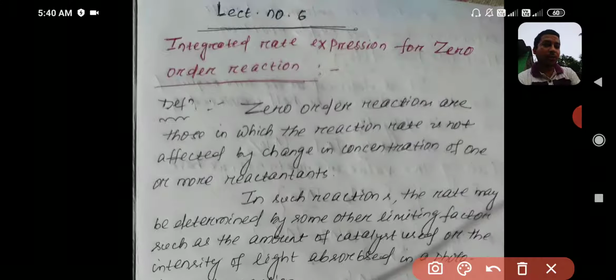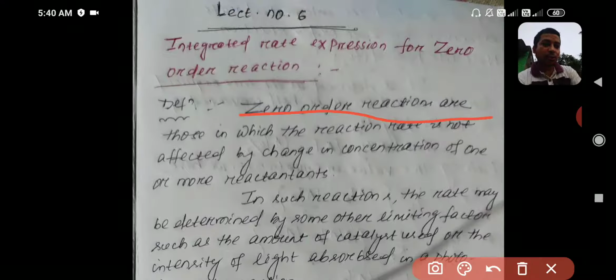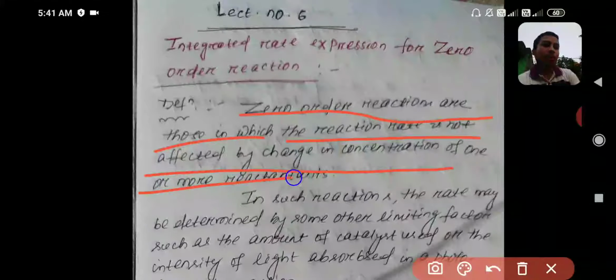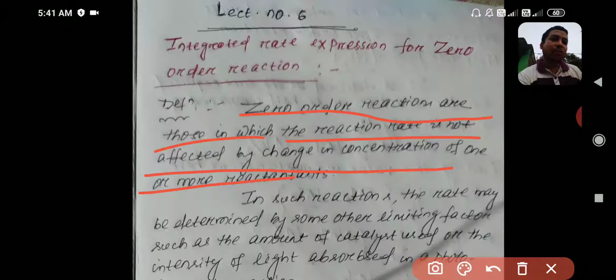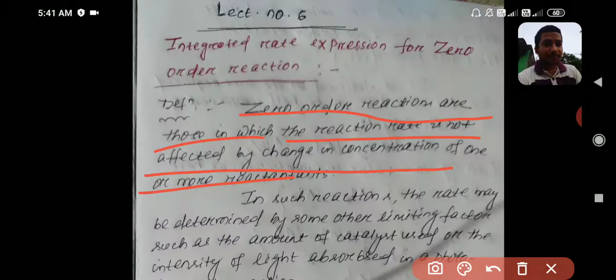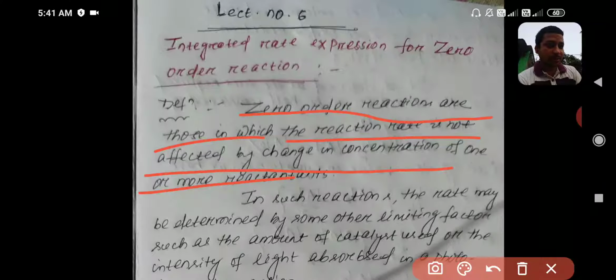Zero order reactions are those in which the reaction rate is not affected by change in concentration of one or more of the reactants. So zero order reactions are those in which the reaction rate is not affected by the change in concentration of any one of the reactant or product. Clear? If there is any change in the concentration of any reactant or product, the reaction rate will not be affected. Got my point? Very good.